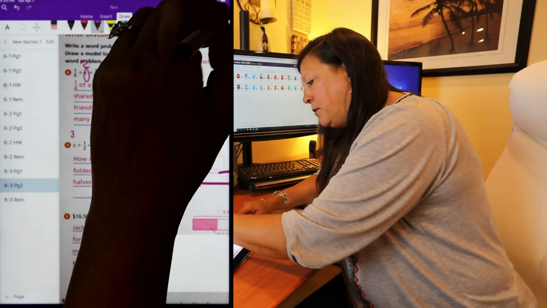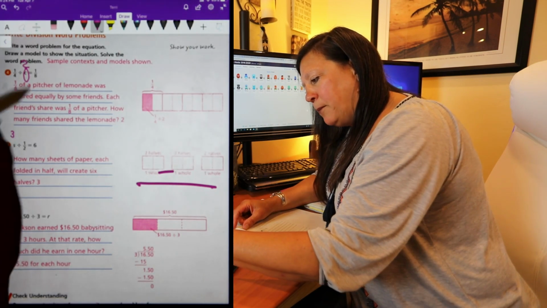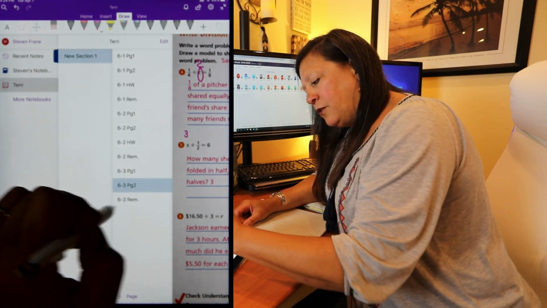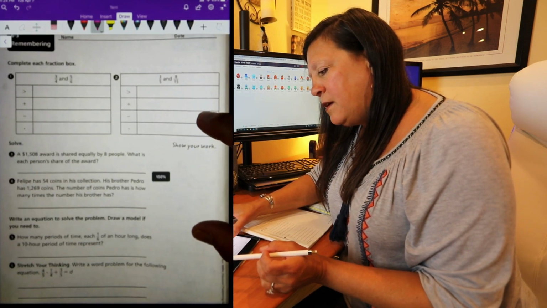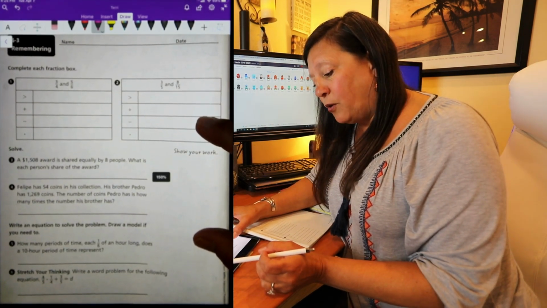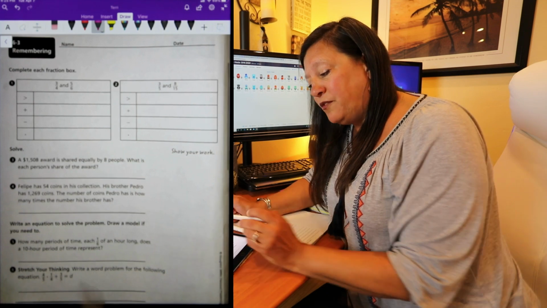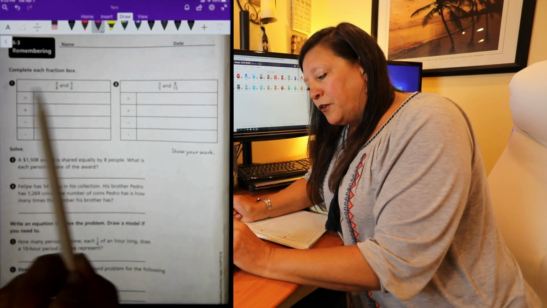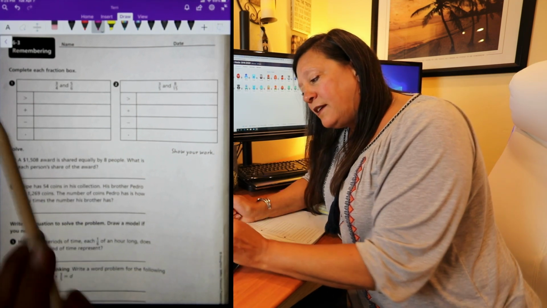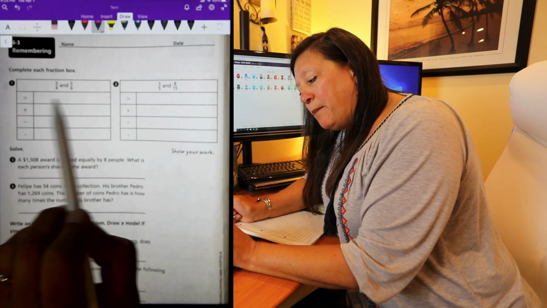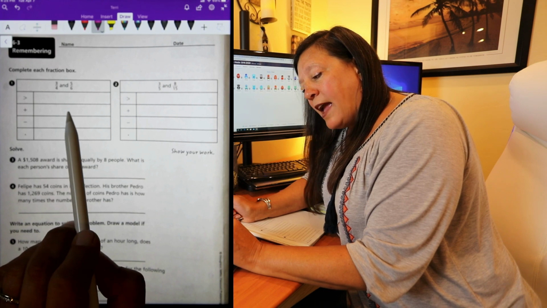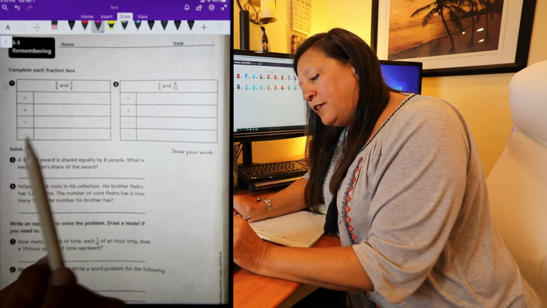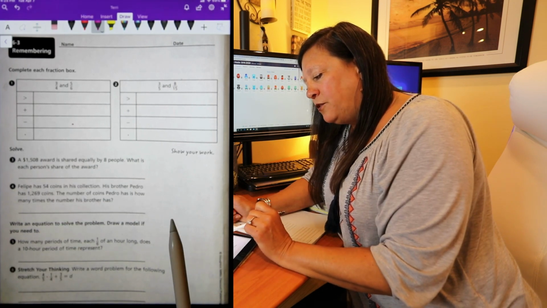All right, let's take a moment and look at remembering. Make sure that we are familiar with everything we need to do there. We've done these fraction boxes before, kind of a little bit of a review. So you have for number 1, 3/4 and 5/6. And first you need to compare the two. Which one is the larger fraction? Then you need to add the 2, subtract the 2, and then multiply the 2.